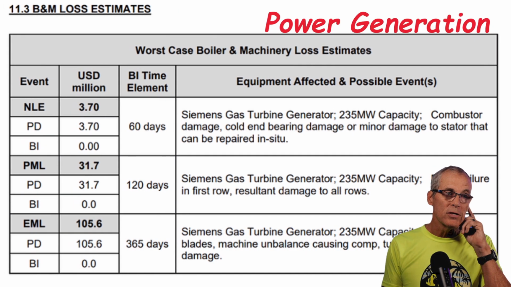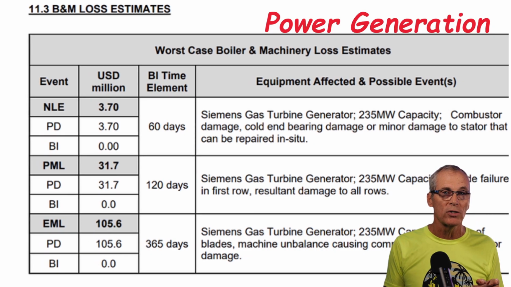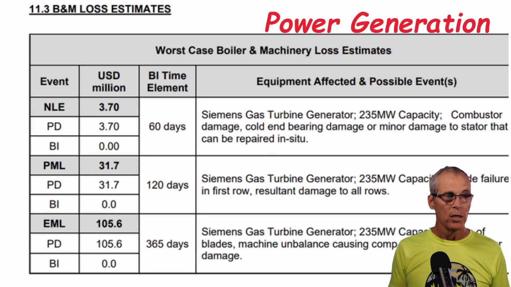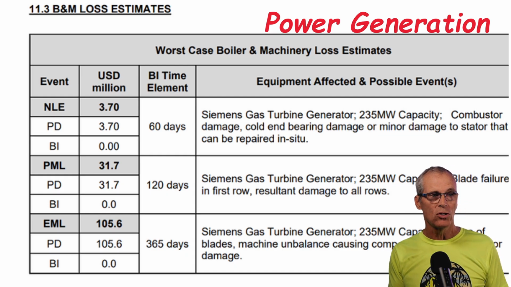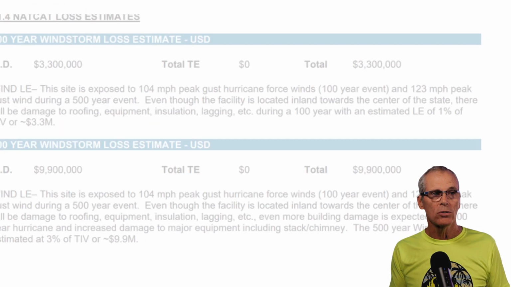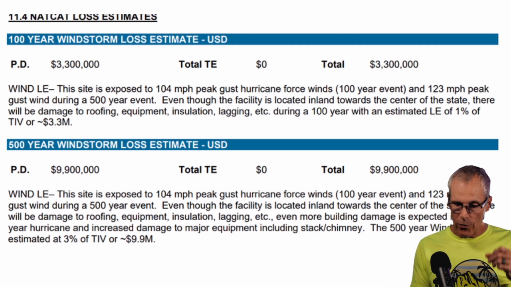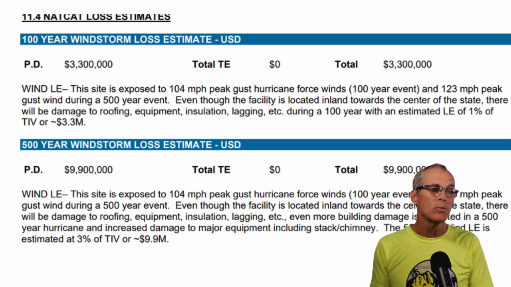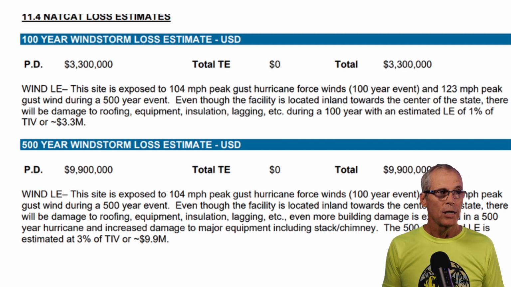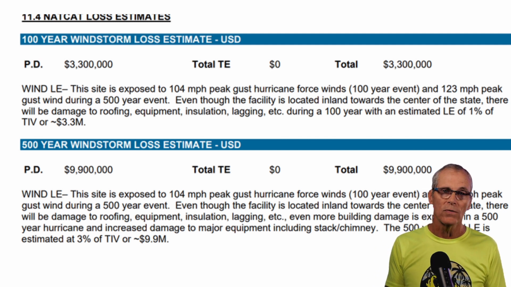Now, let's look at, this is power generation. This is boiler machinery, not just fire. This is the mechanical or equipment breakdown, but similar amounts and magnitudes, just not fire. This is blade failure, first row, resulting in damage to all rows. So it's giving you more mechanical breakdown losses. We're still looking at the power plant, but this is natural cat, and we're looking at the 100-year storm versus the 500-year storm.